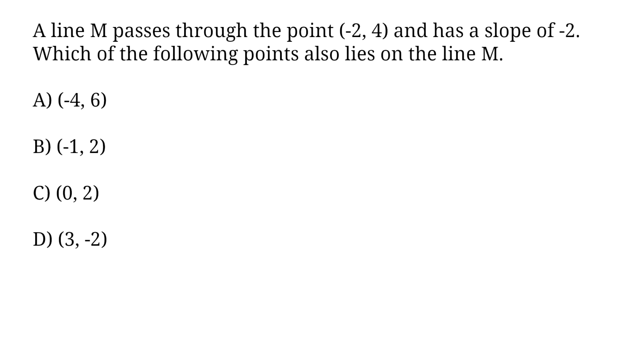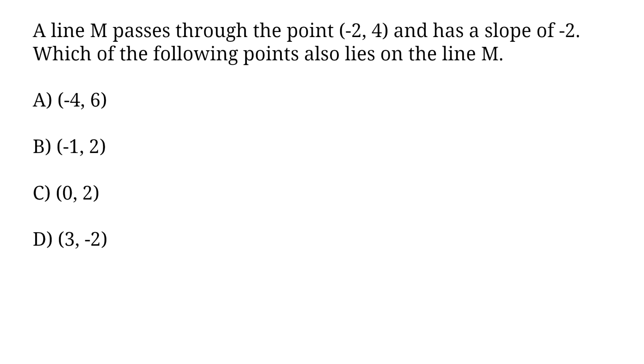A line M passes through the point -2, 4 and has a slope of -2. Which of the following points also lies on the line M? A. -4, 6. B. -1, 2. C. 0, 2. D. 3, -2. Slope questions are also very common on the GED. We have a video on slopes. You can check it for more.